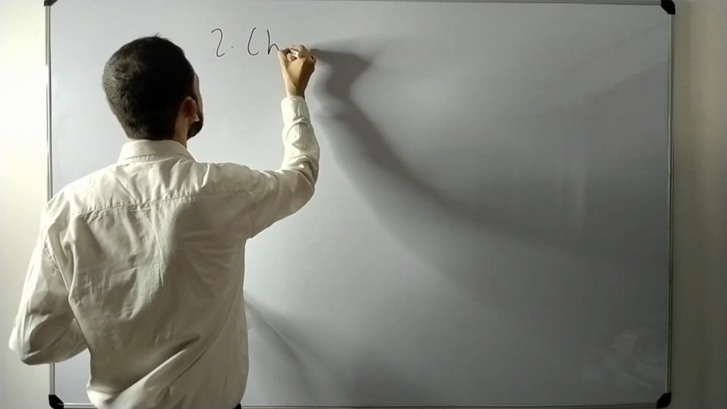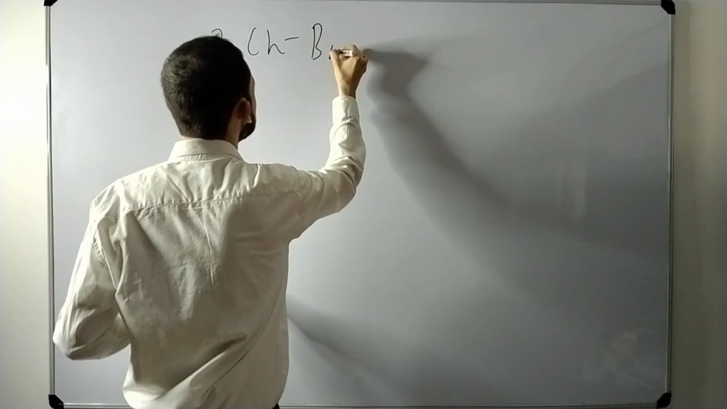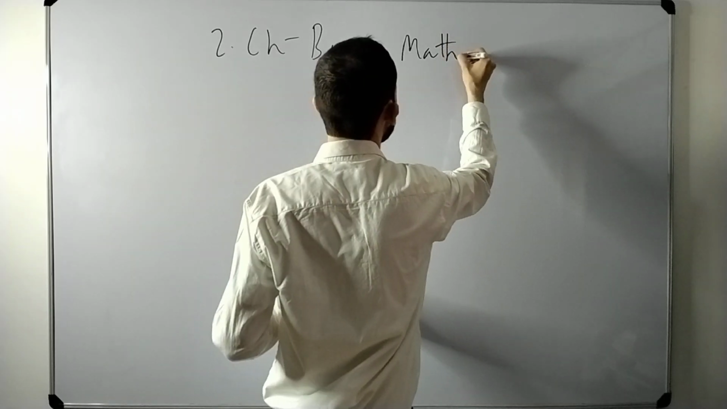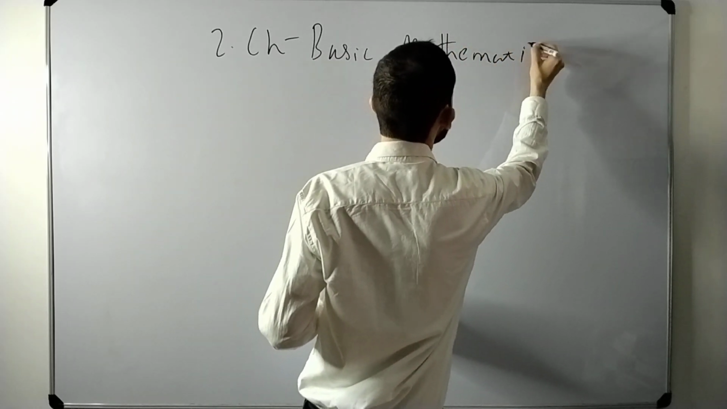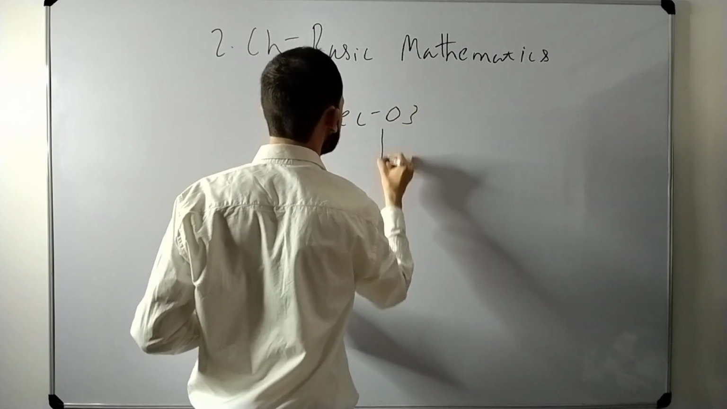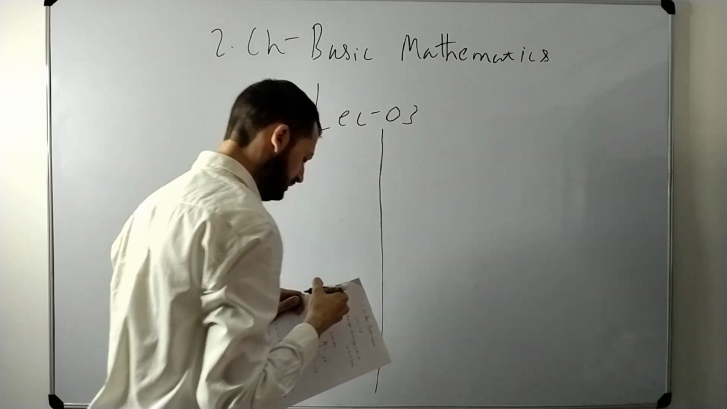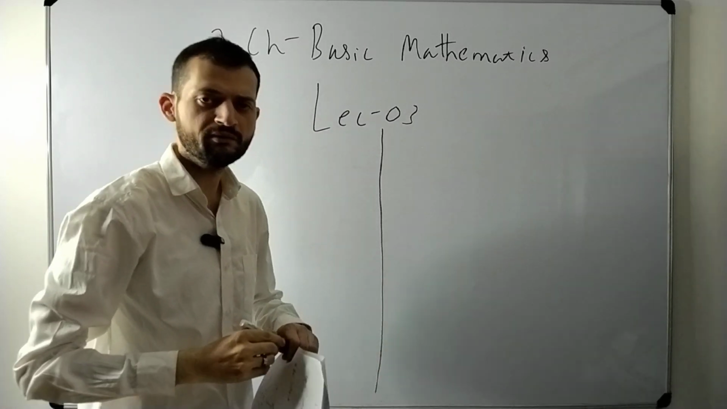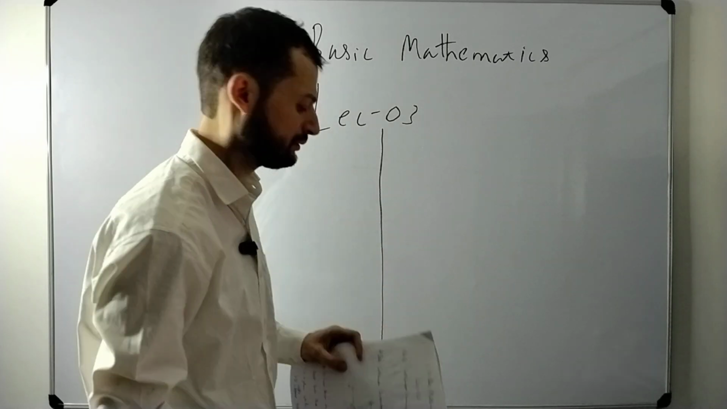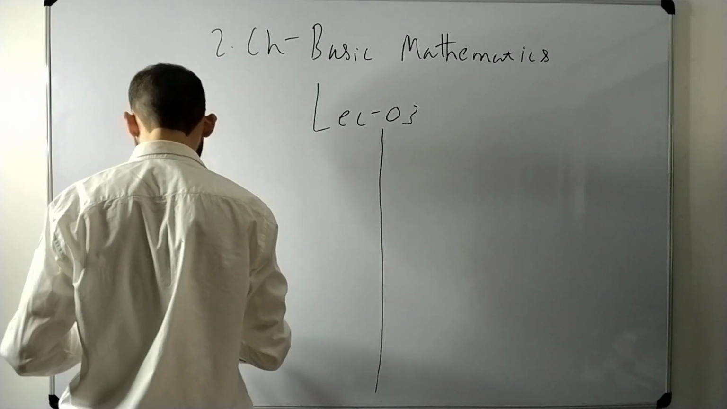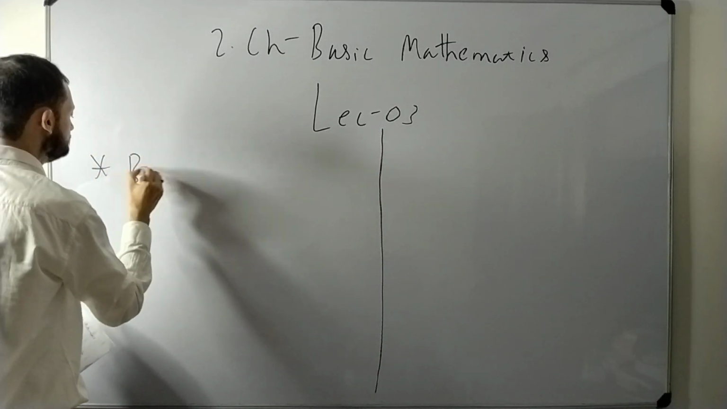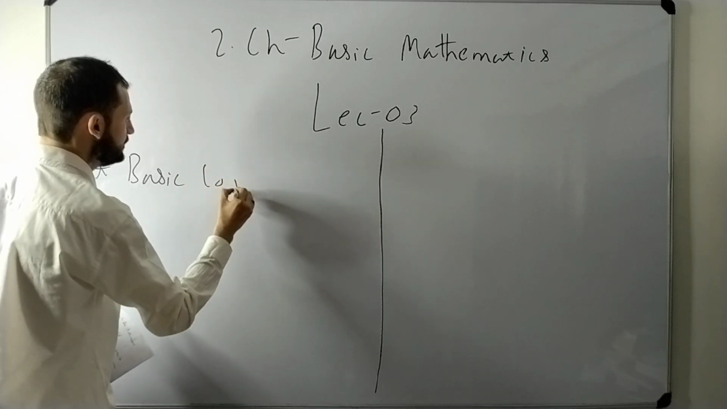Second chapter, basic mathematics, lecture number 3. So in this lecture, students, basically we will discuss coordinate geometry and its relation with physics. Basic coordinate geometry.